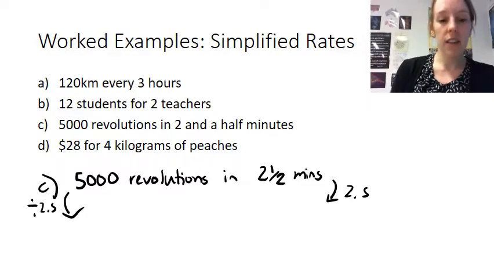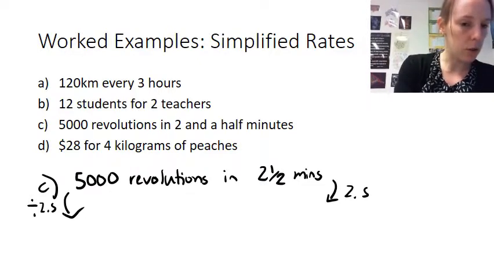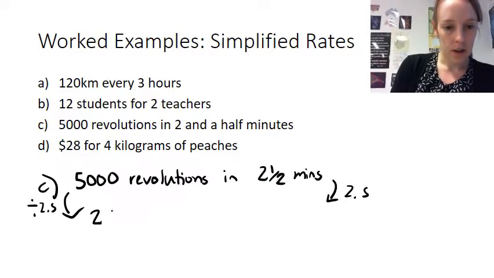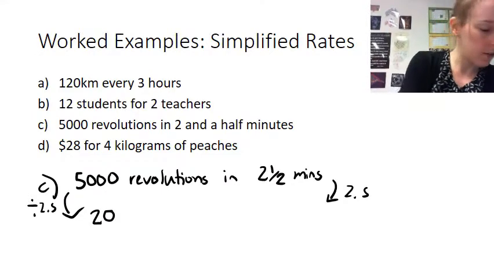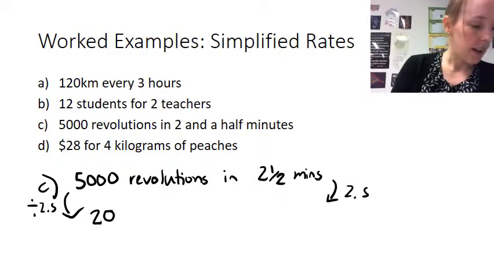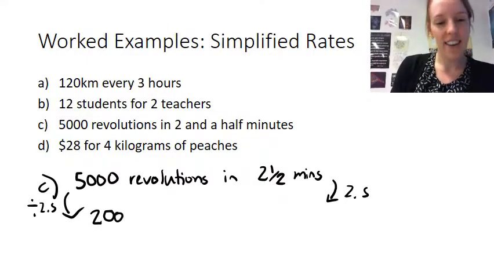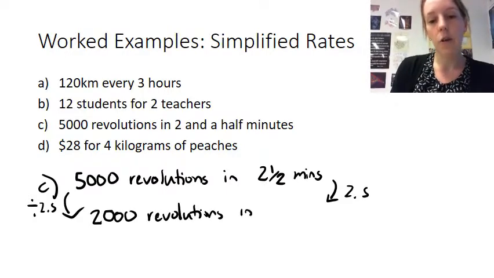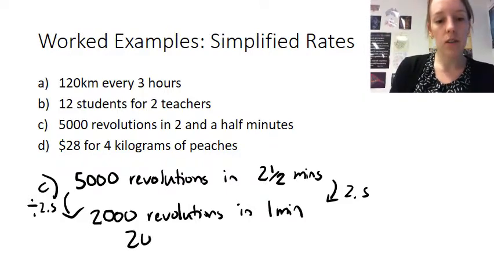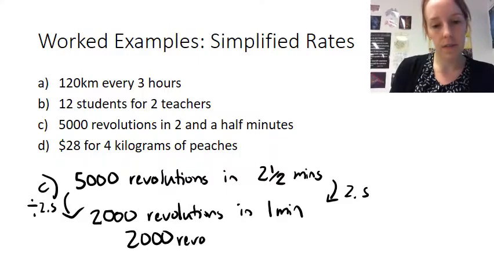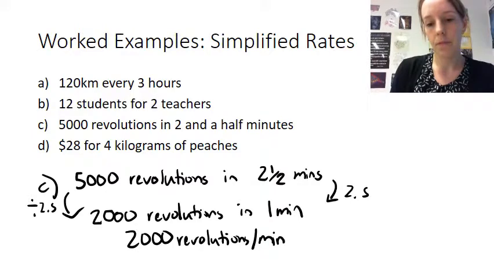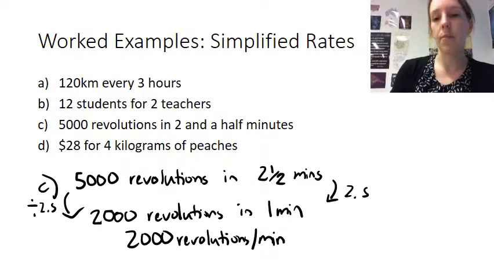So 5,000 divided by 2.5 is 2,000. I've had a long day. So that's 2,000 revolutions in 2.5 divided by 2.5 is 1. So that's 2,000 revolutions a minute. And that'd be our answer there for C.